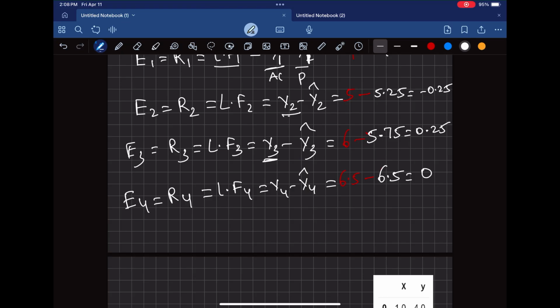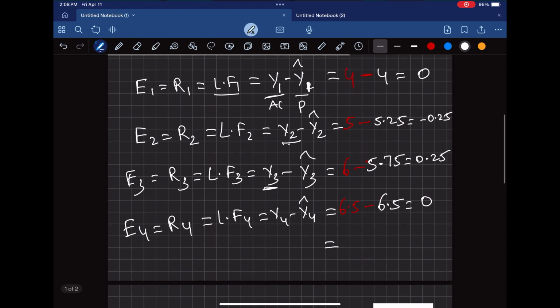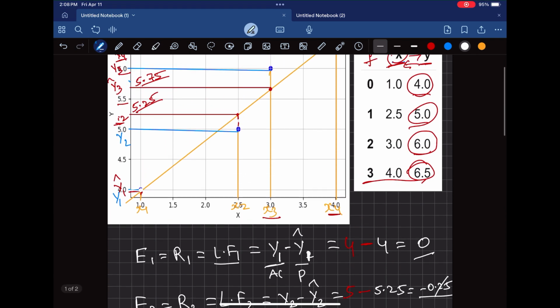Now I want the total error. If we sum all of them, it's going to be 0 minus 0.25 plus 0.25. Both will be cancelled, so my total error will be 0. But actually, if you see the graph, we had the error. Let me erase it and show you clearly.